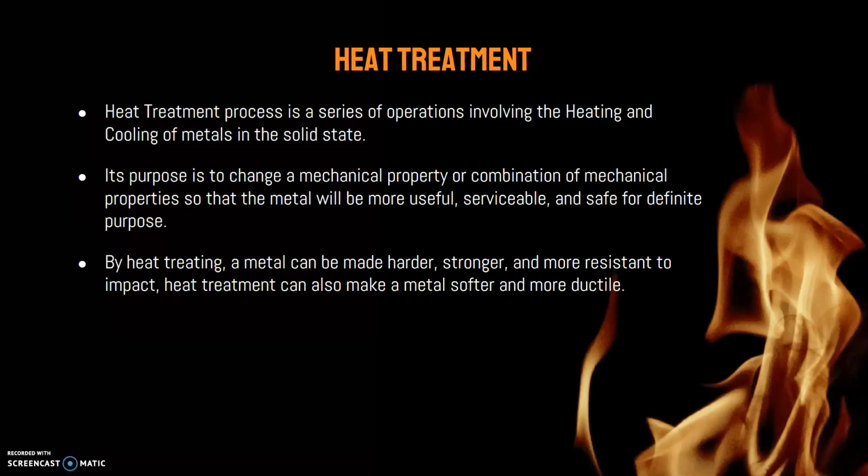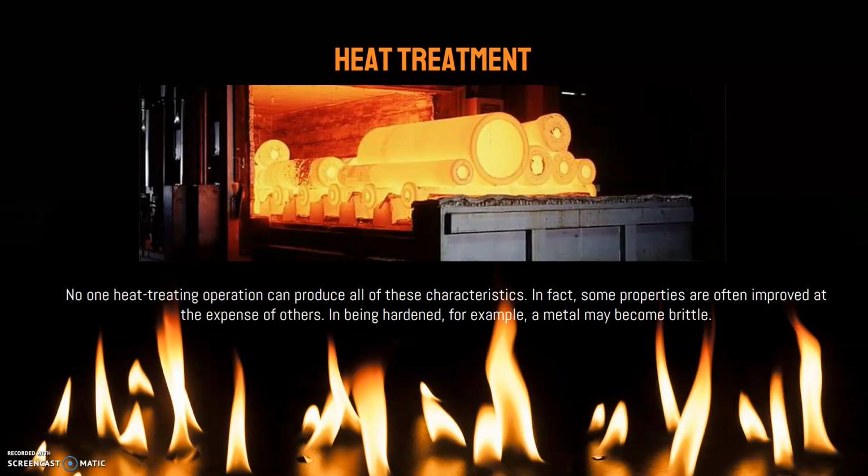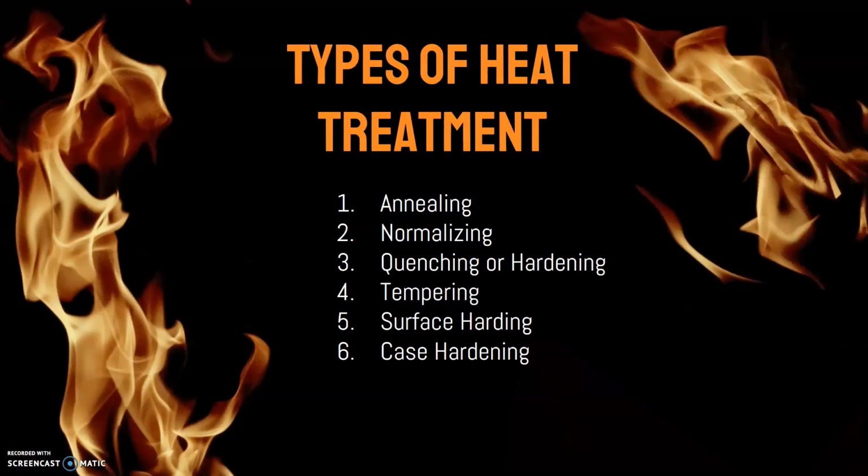So, heat treatment is a series of operations involving heating, then cooling the material back into its solid state. The purpose is to change the mechanical properties and the combination of mechanical properties so that the metal will be more useful, serviceable, and safe for definite purposes. By heat treating, a metal can be made harder, stronger, or more resistant to impact. Heat treatments can also make metals softer and more ductile. No one heat treating operation can produce all of the characteristics. In fact, some properties are often improved at the expense of others. If you're hardening, for example, the material will become more brittle.